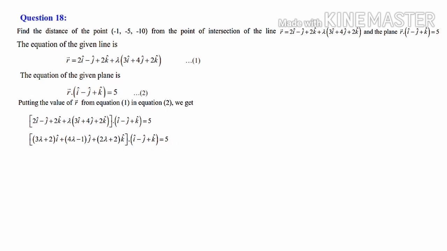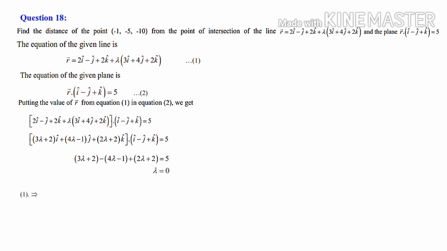Now we can go for taking the dot product. That is (3 lambda + 2) into 1, that is 3 lambda + 2. Then (4 lambda - 1) into minus 1, that is -4 lambda + 1. Then (2 lambda + 2) into 1, that is 2 lambda + 2, equal to 5. Here 3 lambda - 4 lambda is minus lambda, plus 2 lambda is lambda. And the constants: 2 minus minus 1 is 2 + 1 which is 3, and 3 + 2 is 5. Left side is 5, right side also there is a 5. 5 and 5 will be cancelled, so lambda is equal to 0 we will get.